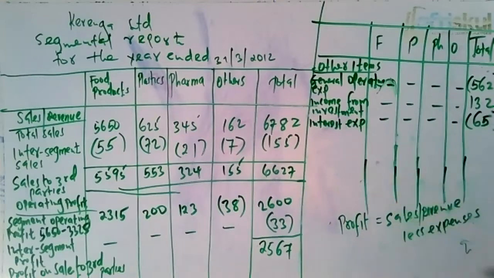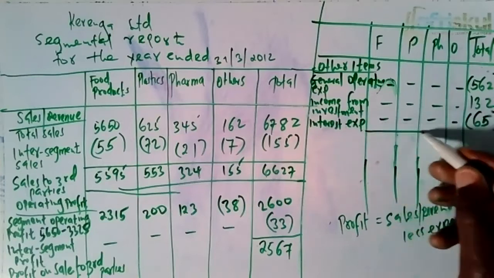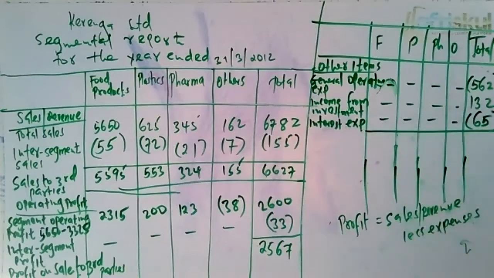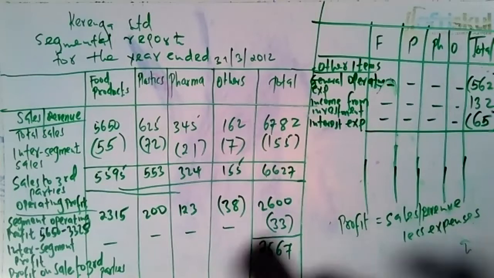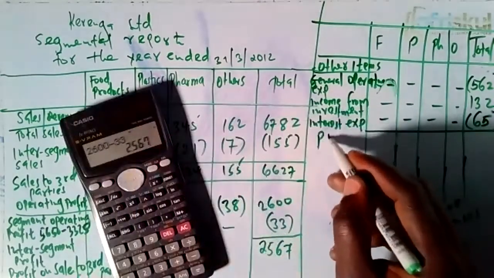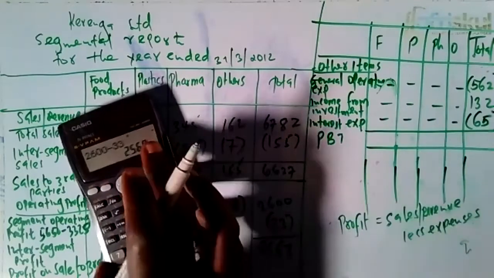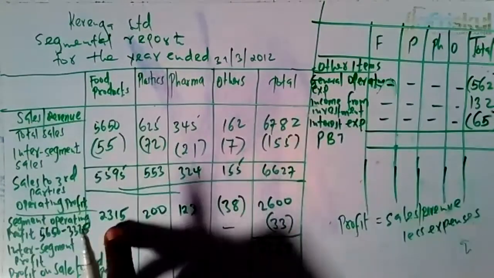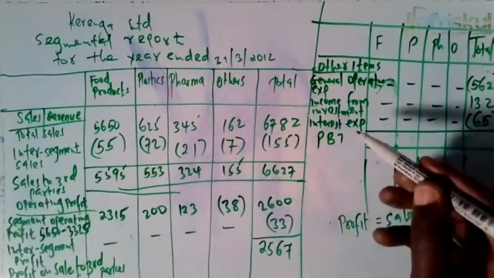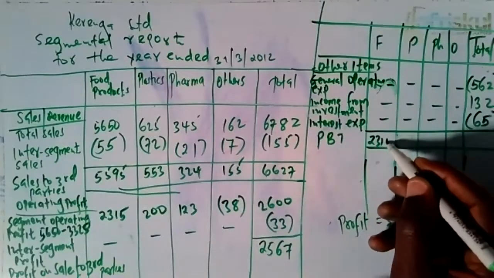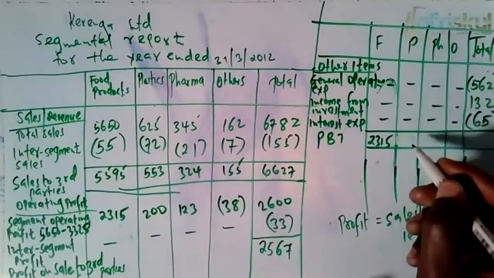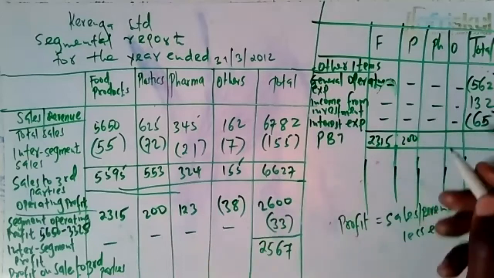So up to that point, we can get the profit before tax. Remember that we have 2315 for the first one, because there's nothing to subtract. We have 200. We have 123.